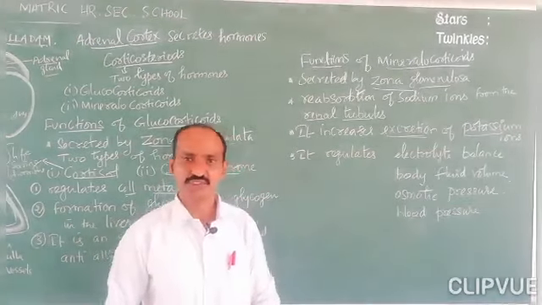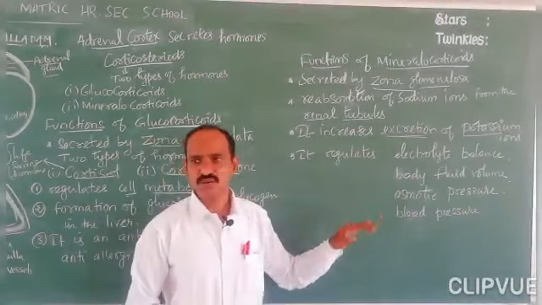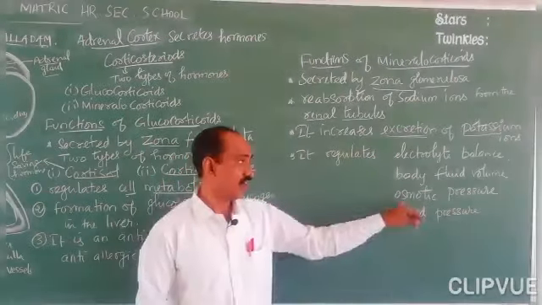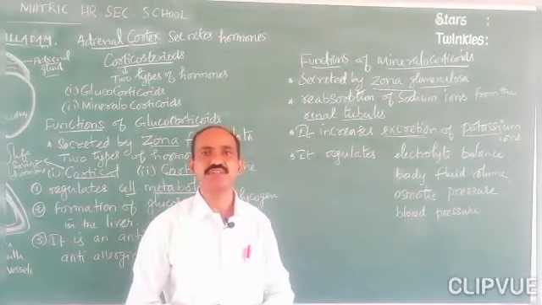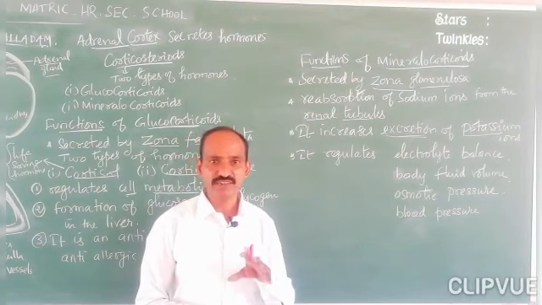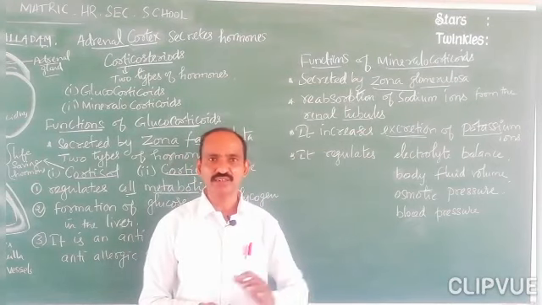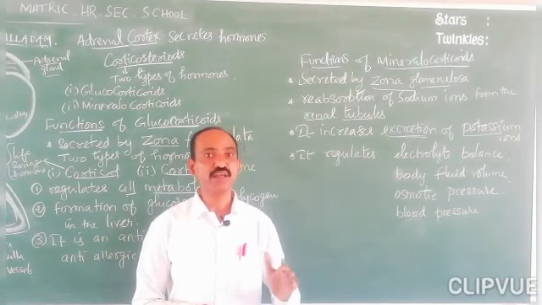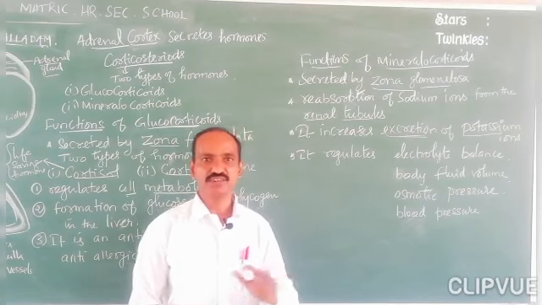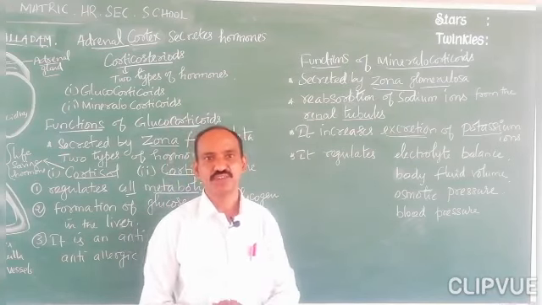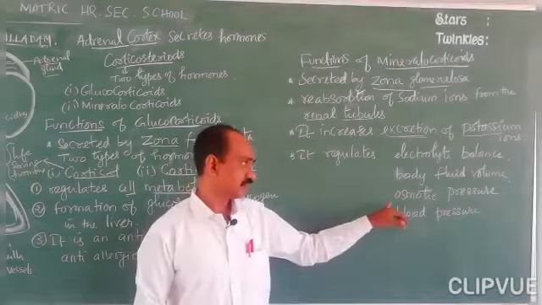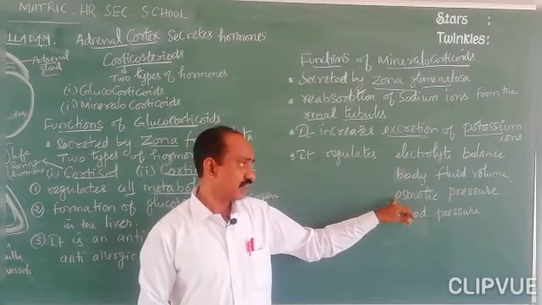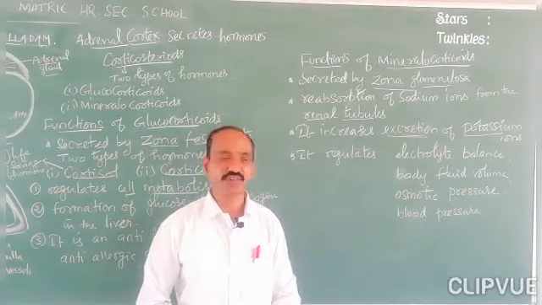Again, mineralocorticoid hormones maintain osmotic pressure. Osmotic pressure means that a cell contains a certain pressure. From that cell, minerals pass from one cell to another cell, and then all the cells are equalized. Then isotonic solutions. Then osmotic pressure is also maintained.